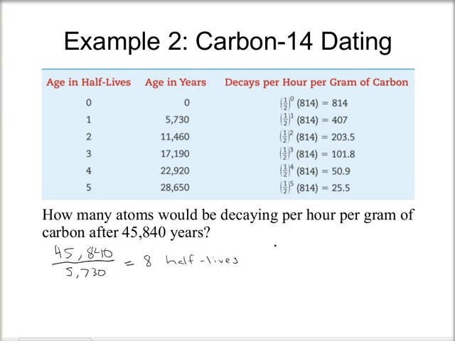Then if we follow the pattern on the table here, my decay rate is going to be equal to 1/2 to the power of 8 times 814, and that is equal to 3.18 atoms per hour per gram.